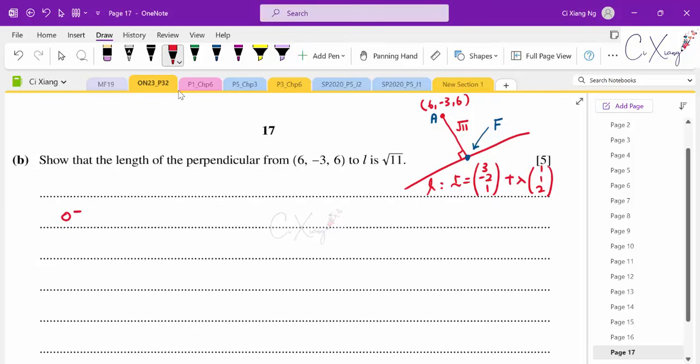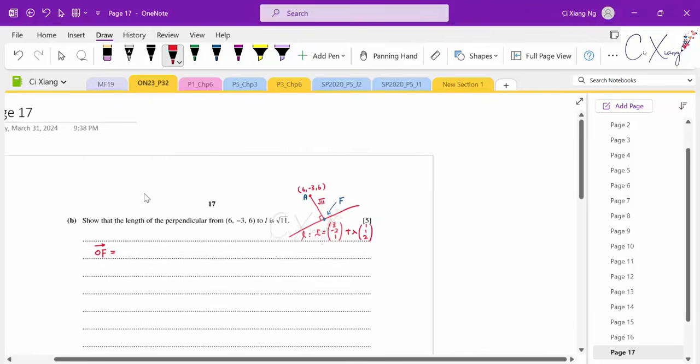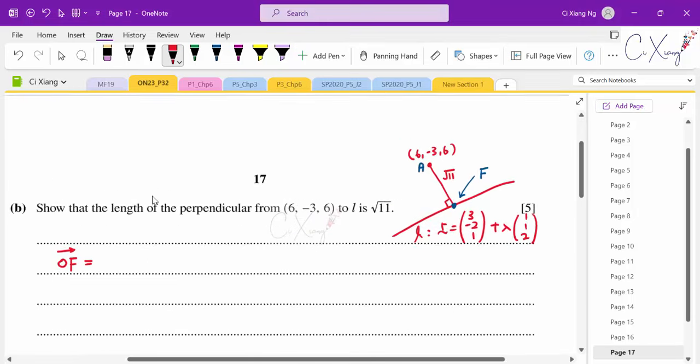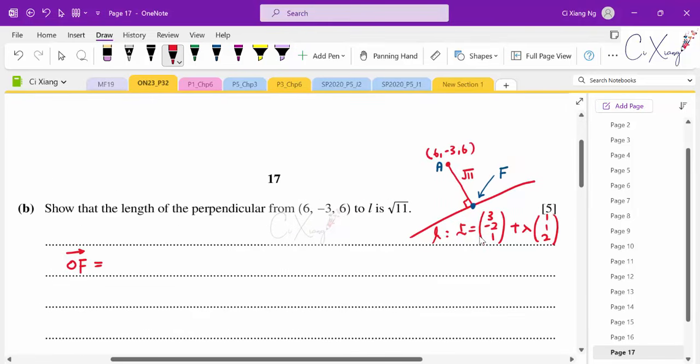So first of all, I want to find the position vector for F. As what we know, F lies on the line L. Therefore, the position vector for F is the same as the vector equation of line L, because F lies on the line. That means if I substitute some certain value of lambda into the vector equation, then one of the answers will be the point F. All right, therefore the position vector of F in general will be equal to the vector equation of line L, where you're having 3 plus lambda, -2 plus lambda, and also 1 plus 2 lambda.